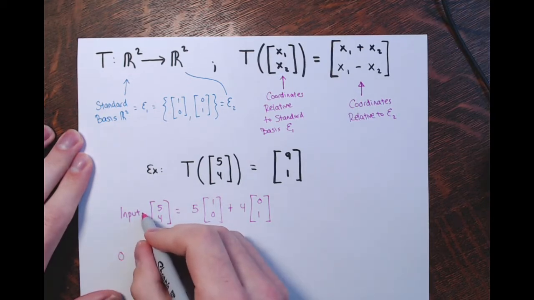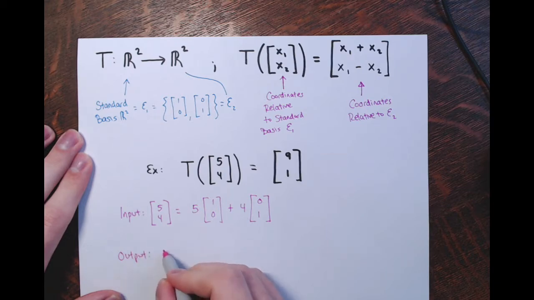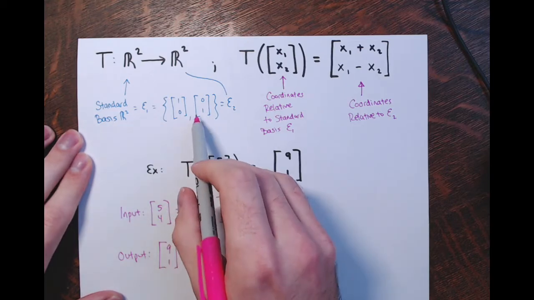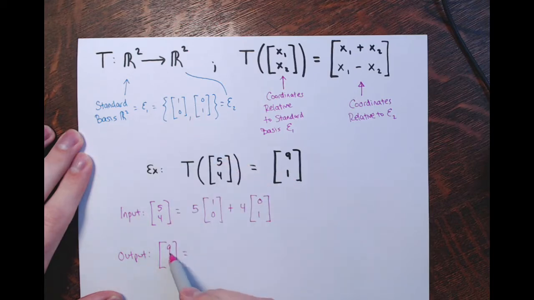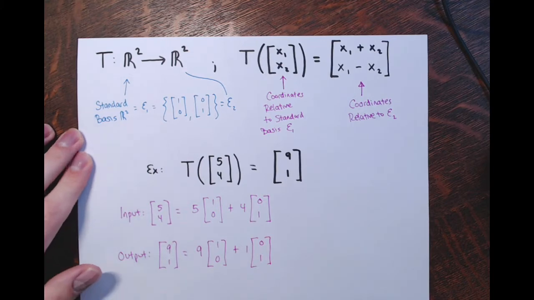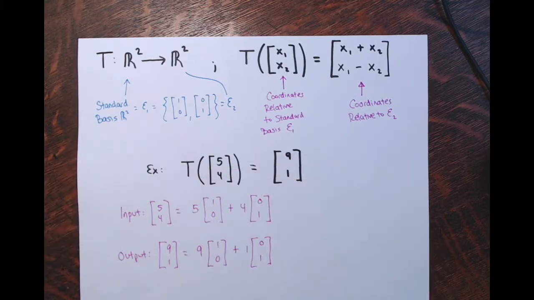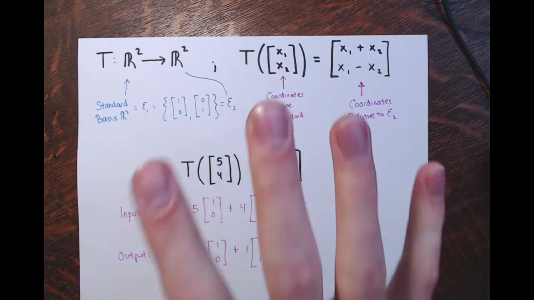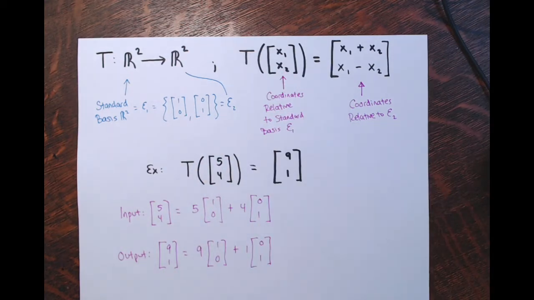Same thing for the output, this 9, 1. You can think of the output here as coordinates relative to the standard basis. This vector is 9 of that first standard basis vector, 9 times 1, 0, plus 1 of the second basis vector, 0, 1. Okay, so again, this is what you're used to, going from standard basis coordinates to standard basis coordinates. But now we're going to do something totally different.